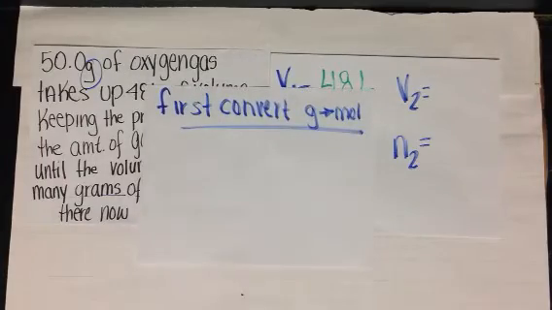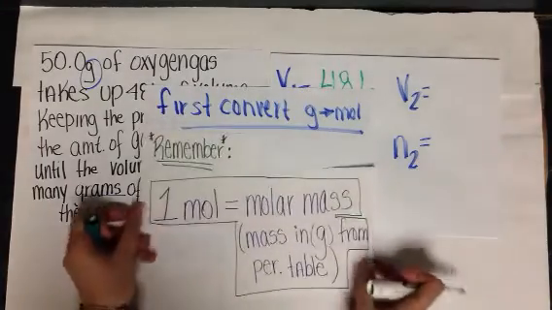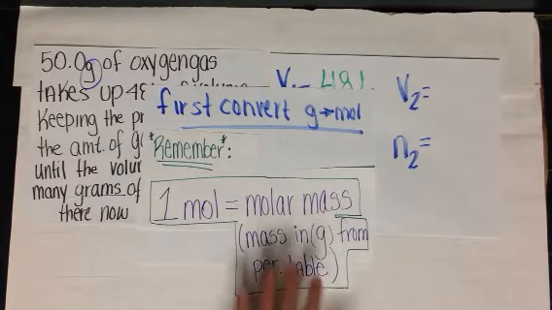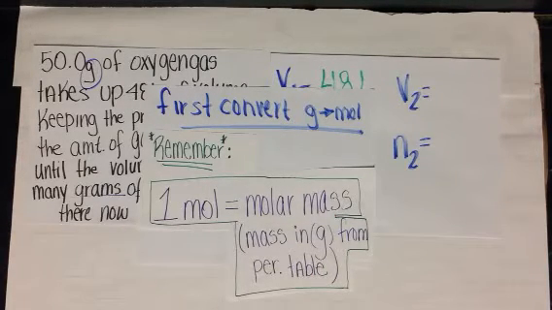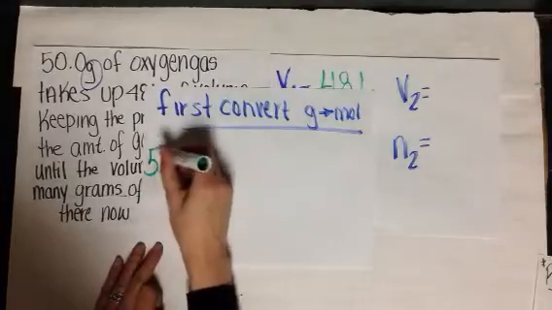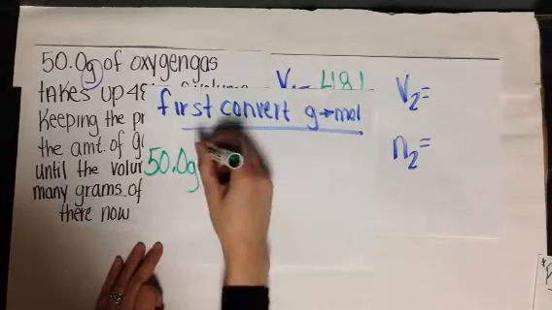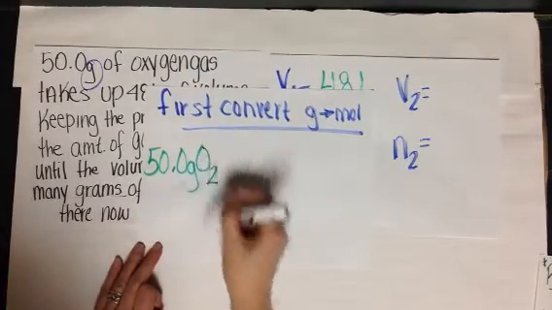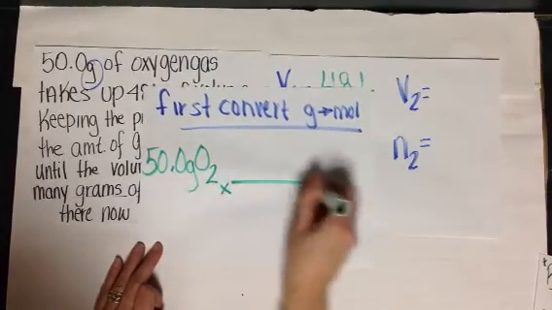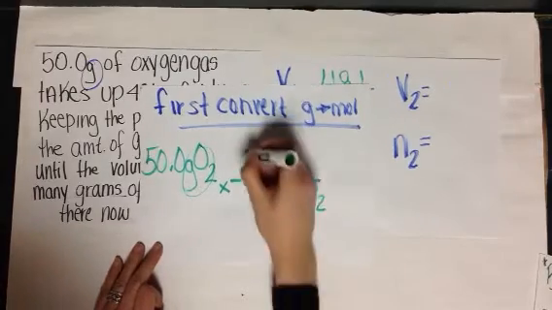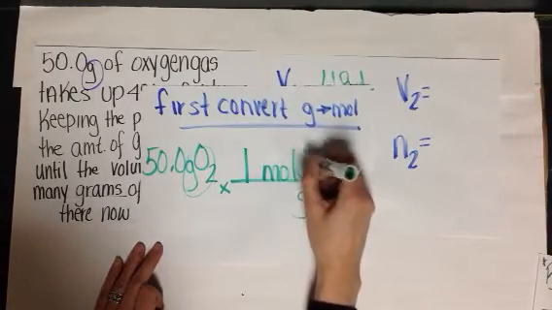Okay, how do we do this? Well, let's remember: 1 mole equals the molar mass in grams from the periodic table. We've seen this conversion in the past 2-3 chapters. This is nothing new, so I can use this conversion factor. I take my 50.0 grams of oxygen. Remember, when oxygen's by itself, it's diatomic, O2. I put the grams of oxygen on the bottom, copy top and bottom unit, in 1 mole of oxygen.